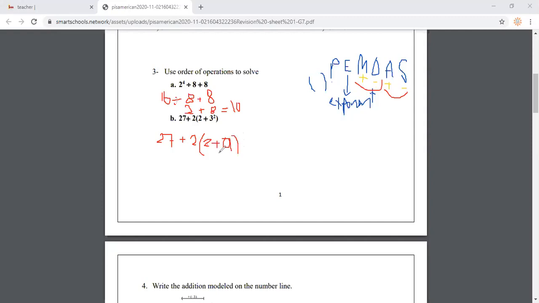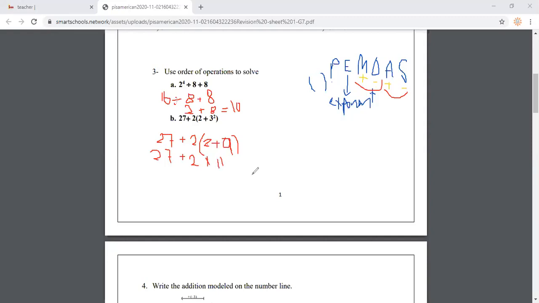Now, Grade 7, what do we have to simplify? The parentheses. We have to do 2 plus 9. So we have 27, it will be the same, don't forget. Plus 2, and now I can change this parentheses to be multiply. 2 plus 9 will be equal to 11.